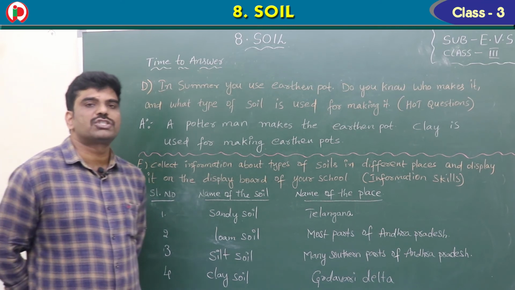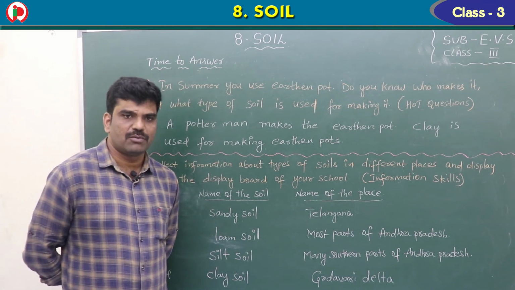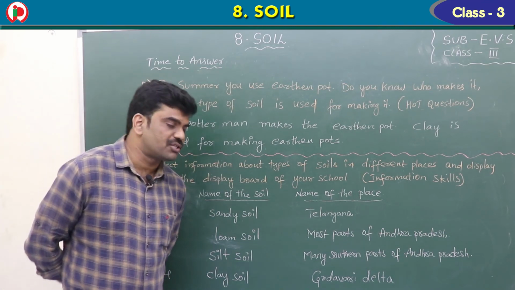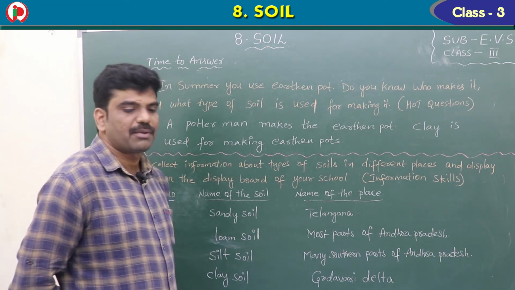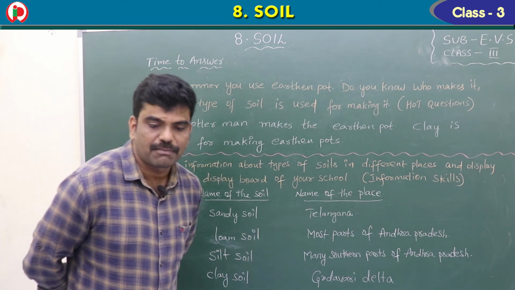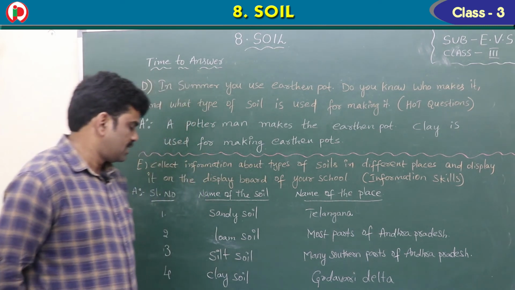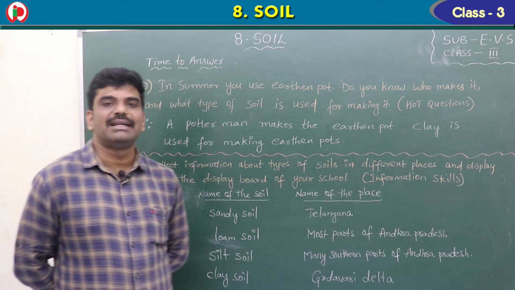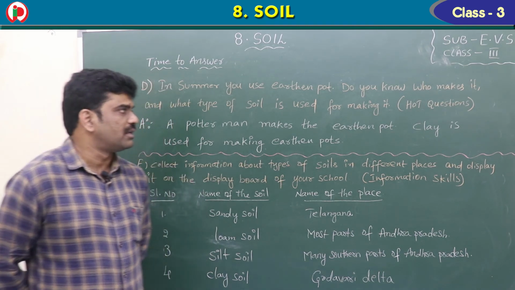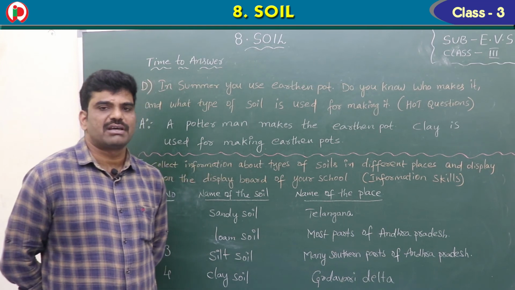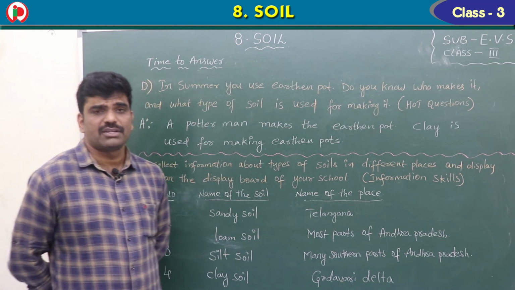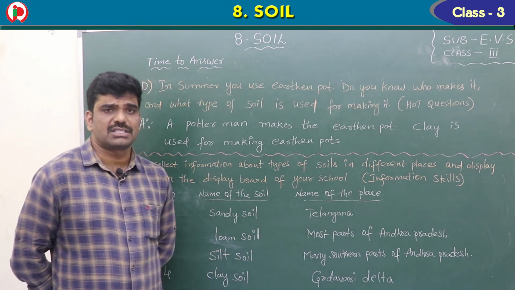Loam soil, most parts of Andhra Pradesh. Next one is silt soil, most southern parts of Andhra Pradesh. Clay soil, Godavari Delta. So here, clay soil is Godavari Delta. So these two questions are related to, one is a hard question, second one is information skills.